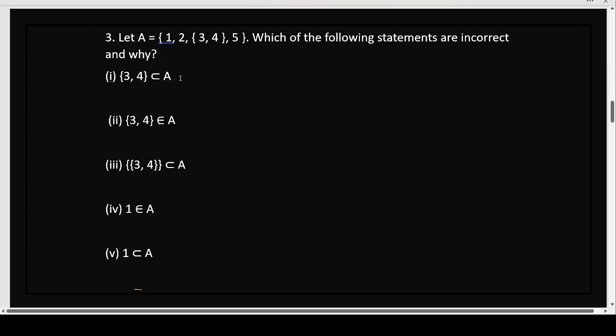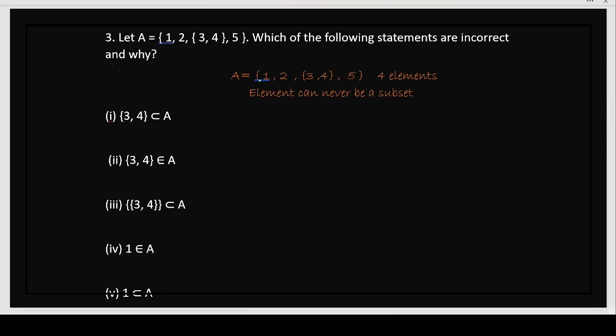In this example, the set A consists of 1, 2, {3, 4} as a set is an element, and 5. These are the 4 elements in this set A. This is one element, another is this element, and {3, 4} a set is also present in this set A as an element, and 5 is an element. So I stress again, 1 and 2 are elements, {3, 4} as a set is also an element, and 5 is an element. So 4 elements are there in this set A.